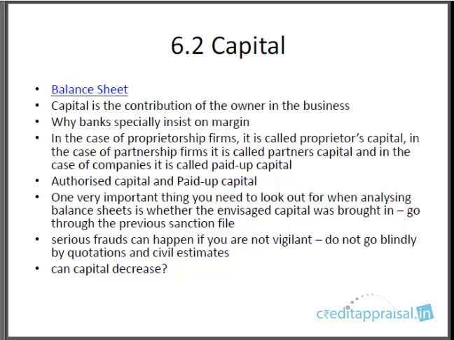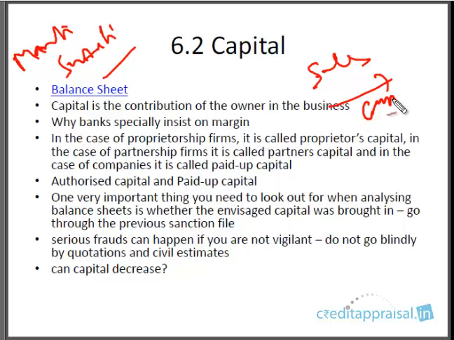We have discussed margin. We have discussed the need to ensure that the envisaged capital was brought in, and what frauds companies can play with regard to capital, right? So in the earlier chapter on the P&L account, for each and every item, as and when we discussed a particular item, say for example sales, we took the example of Maruti Suzuki. And as and when we discussed a particular point, we straight away went and entered it into the CMA data.